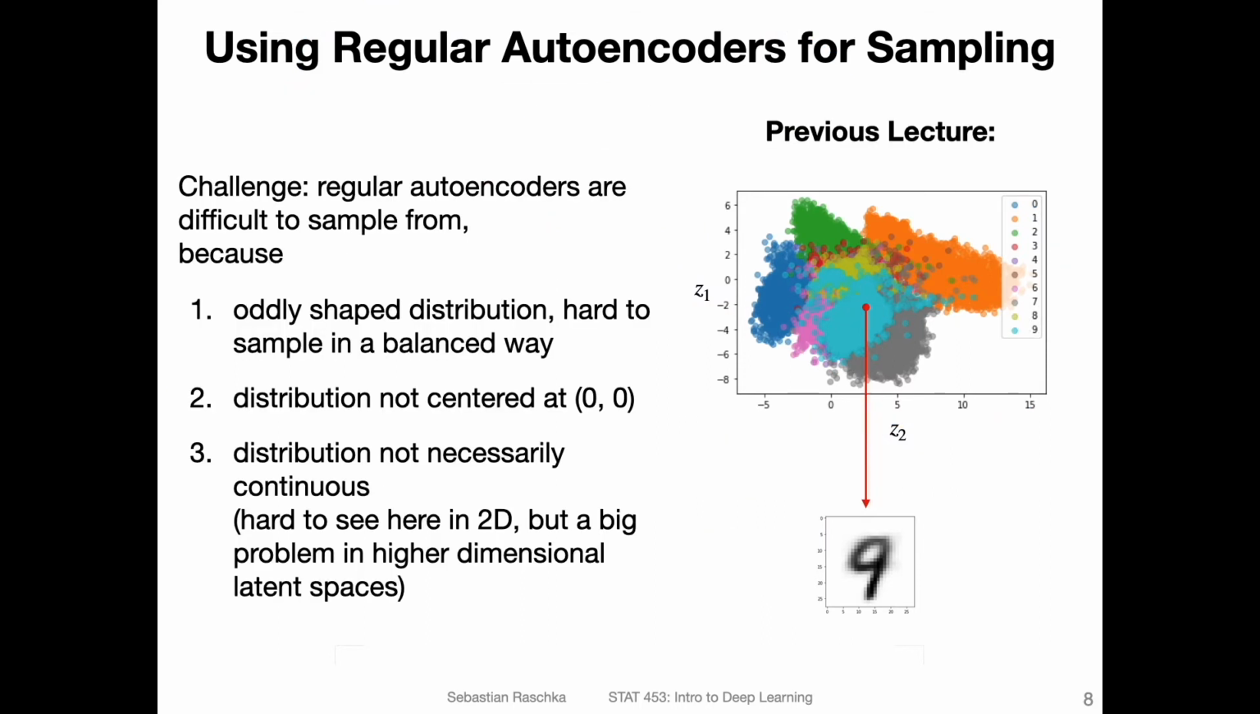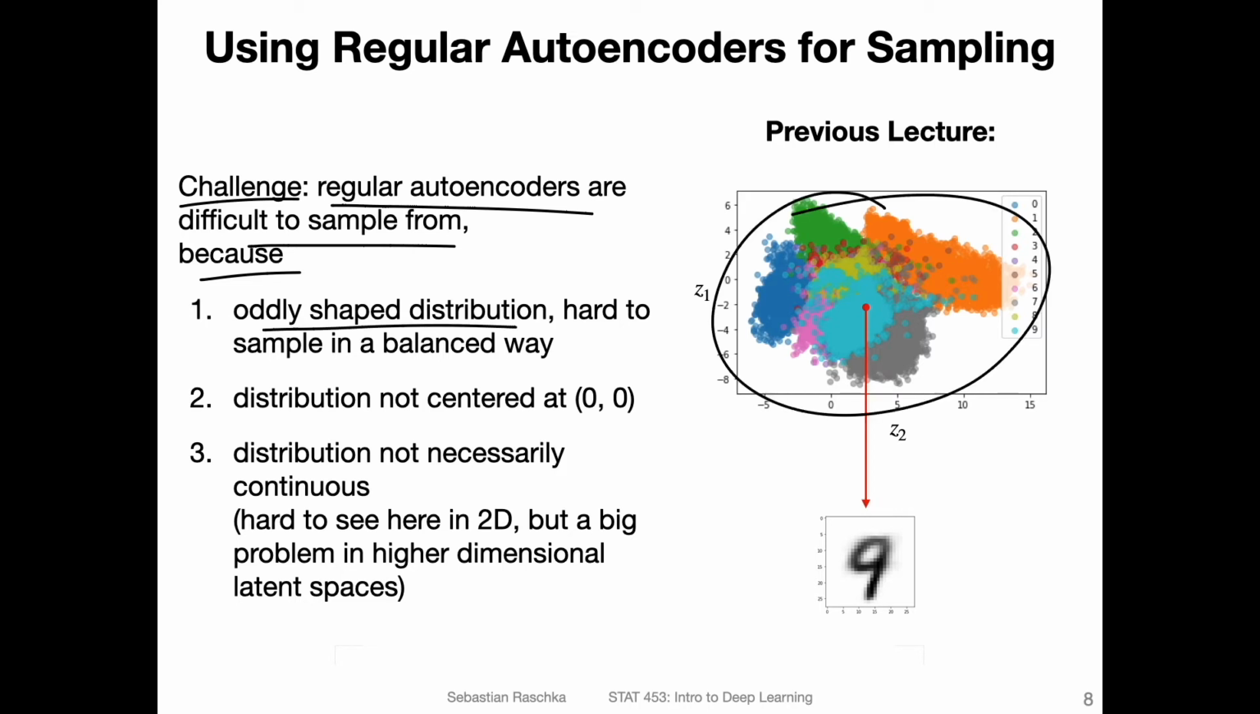So just to highlight the issues with sampling from a regular autoencoder: it's actually a challenge because regular autoencoders are difficult to sample from. The reason is that the distribution might be oddly shaped. Here it looks, to be honest, nicer than I expected, but there's no guarantee that it is organized like that. If you consider different datasets, you may encounter really weirdly shaped distributions, and weirdly shaped distributions make it really hard to sample from in a balanced way.